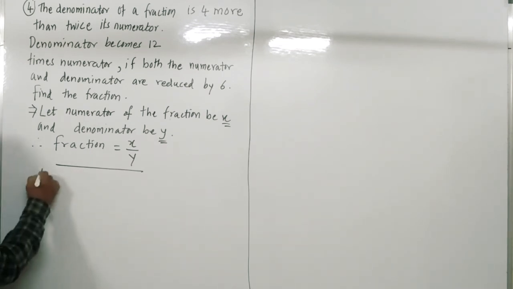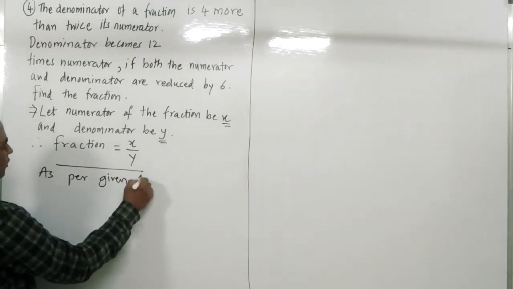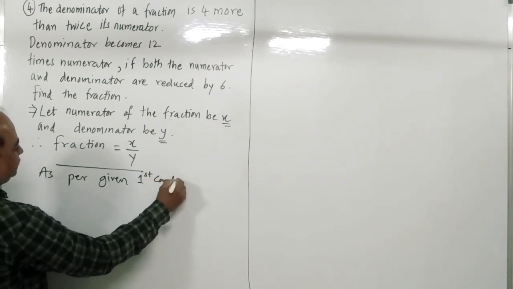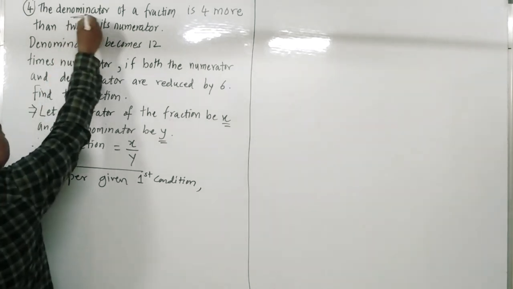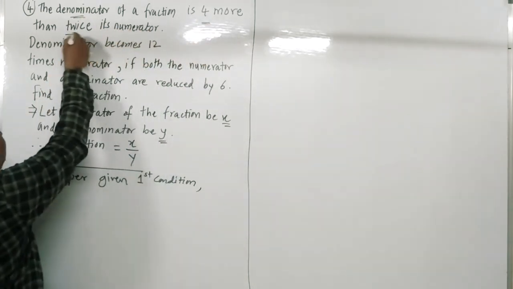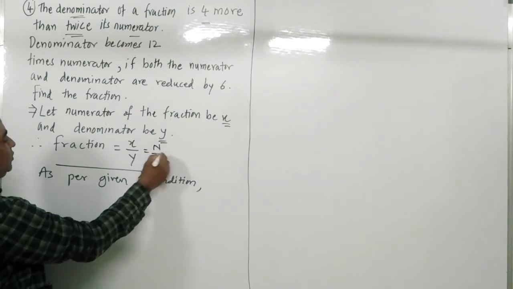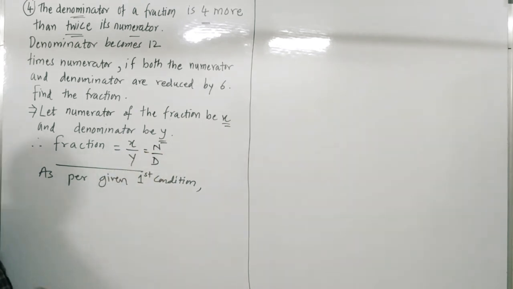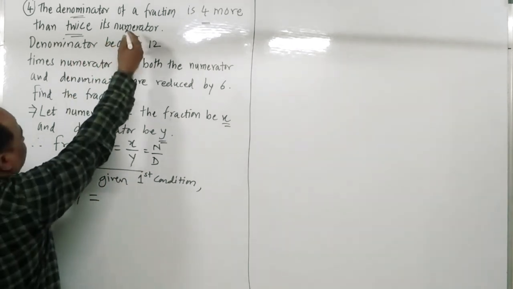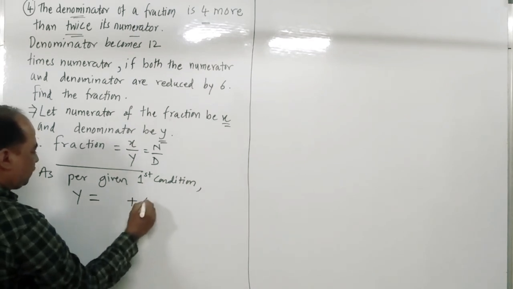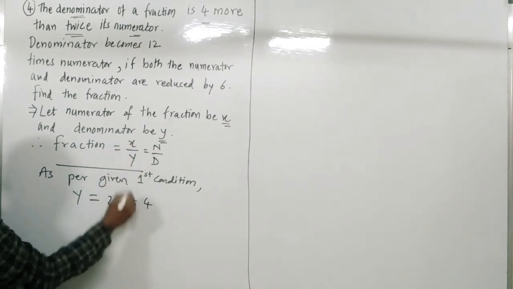Now as per the given first condition, it is given that the denominator of the fraction is 4 more than twice the numerator. So numerator is x and denominator is y. So denominator y, first condition: denominator of fraction is 4 more, plus 4, than twice the numerator, numerator is our x, so twice x.